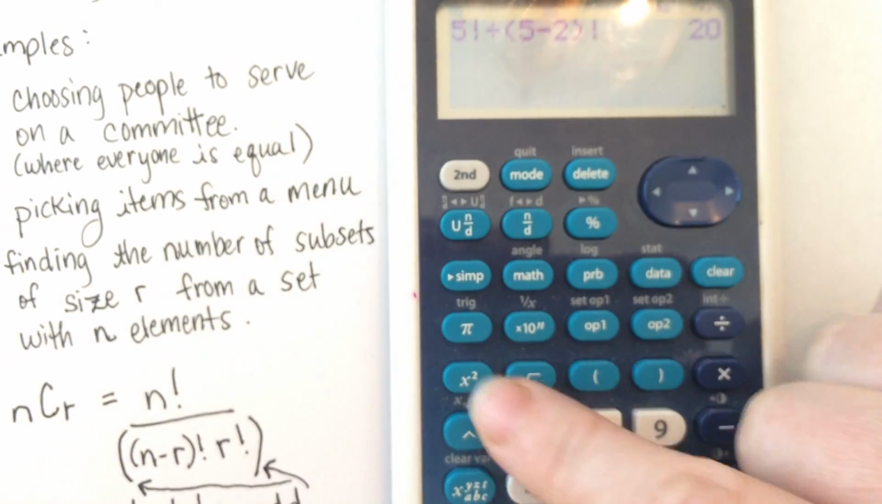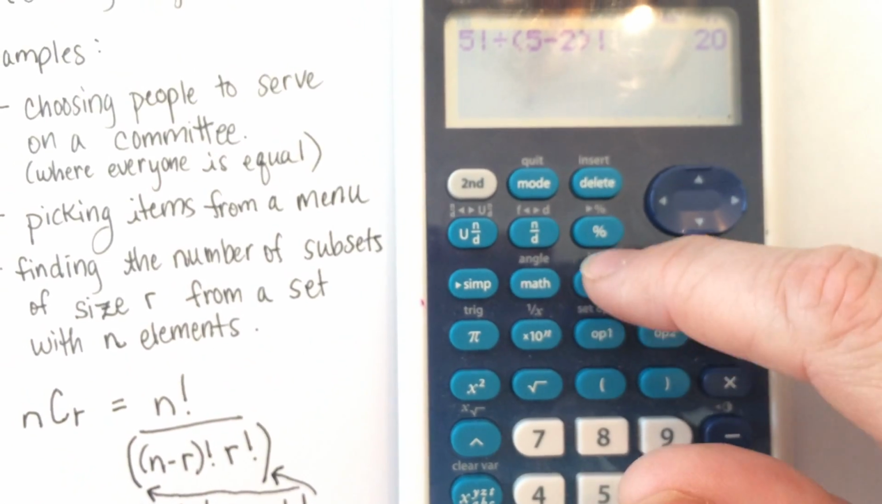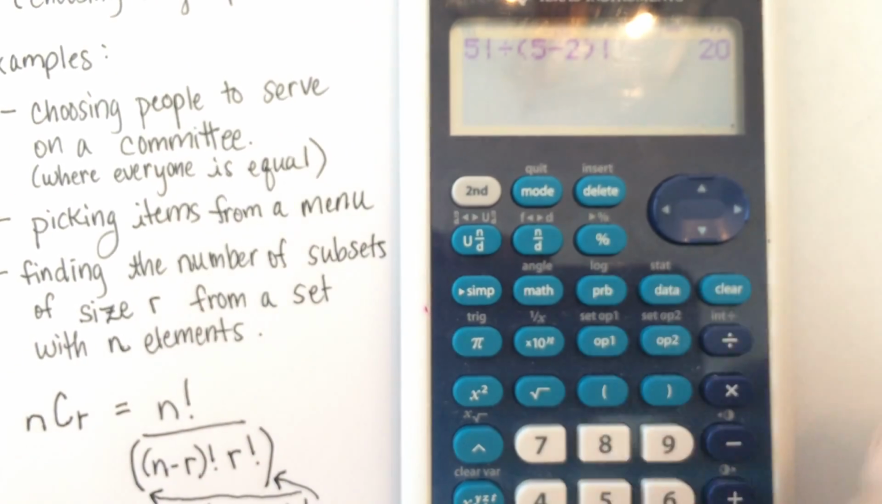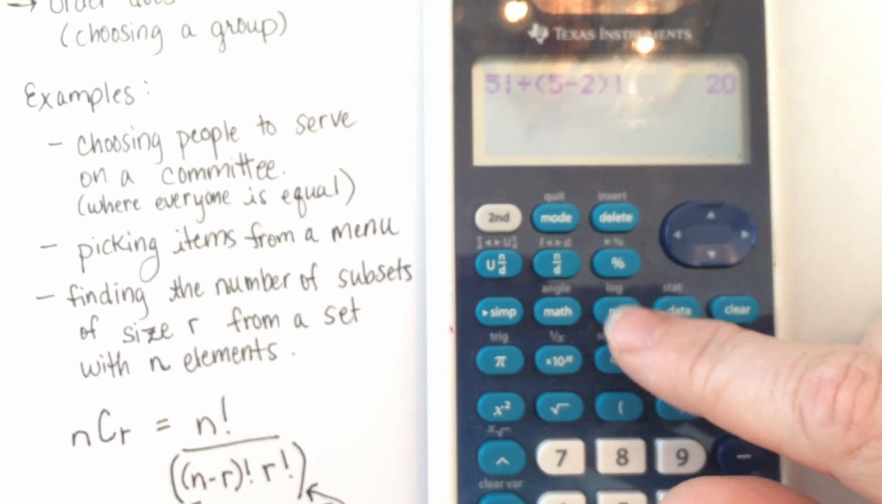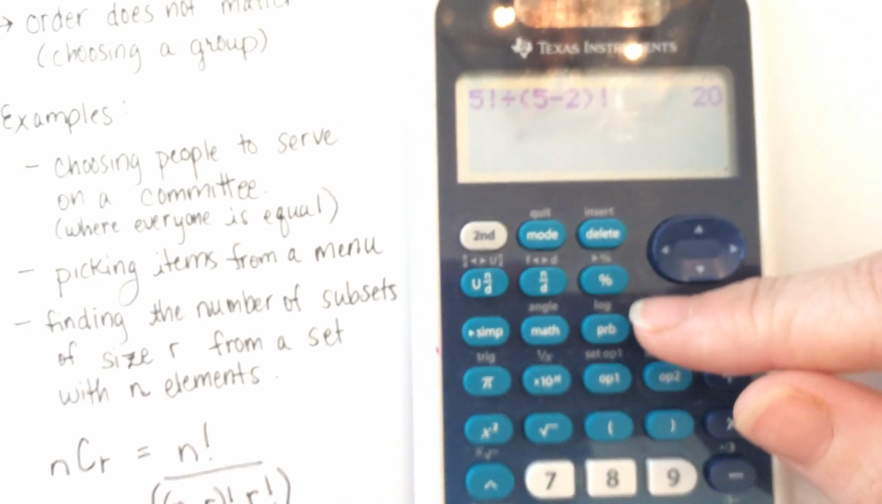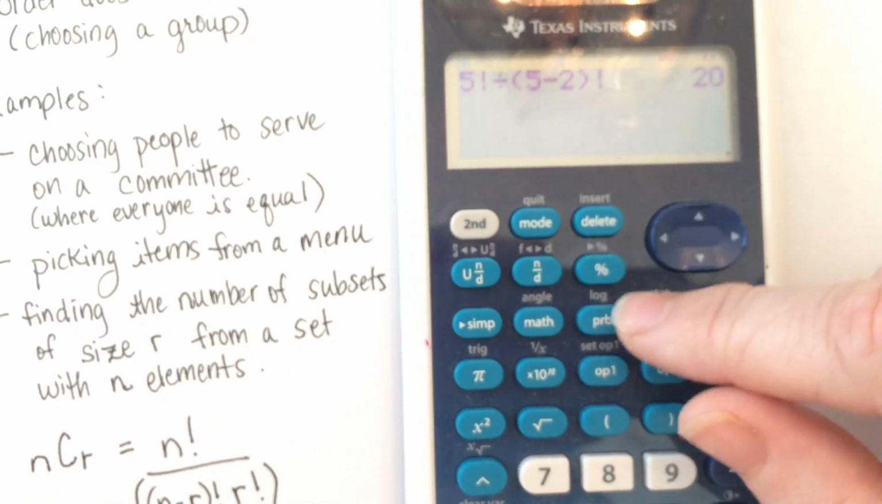Sometimes they're present on the actual buttons themselves. Sometimes they're written above the buttons, like where my log is. You just have to find yours. You have to look through your user's manual or Google it, whatever you got to do.